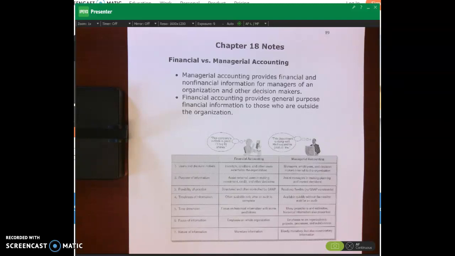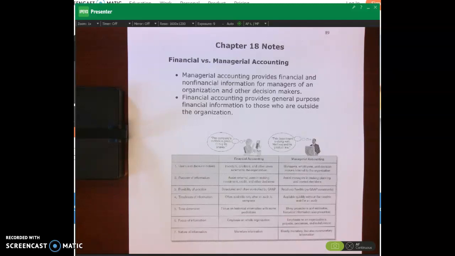So we talked about how we create journal entries, and then how we post those journal entries to the general ledger, and then how we use the information from the general ledger to generate a trial balance, and then eventually to create an income statement and a statement of owner's equity, and then the balance sheet. So we focused on recording transactions and the generation of financial statements for external users. That's what we focused on in financial accounting.